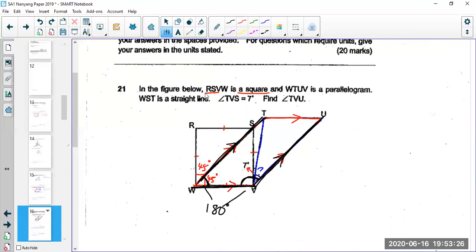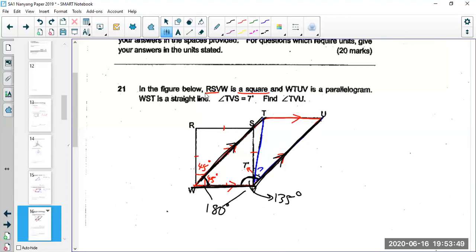Okay, so can I find one? So what do I do? Can I find the black angle? So 180 minus 45, what do I get? So this angle is 135 degrees. Okay, 135 degrees. All right?